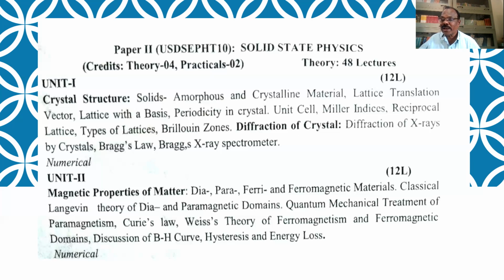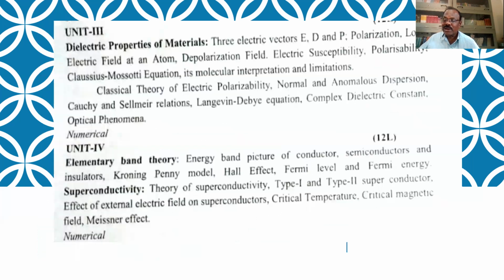The third unit contains the dielectric properties of the material, that is the three dielectric vectors E, D, and P, that is the polarization, local electric field at an atom, and depolarization field, the electric susceptibility, polarizability, Clausius-Mossotti equation, and its molecular interpretation and its limitation. The classical theory of electric polarizability, normal and anomalous dispersion, Cauchy and Sellmeier's relation, the Langevin-Debye equation, the complex dielectric constant, and classical optical phenomena.